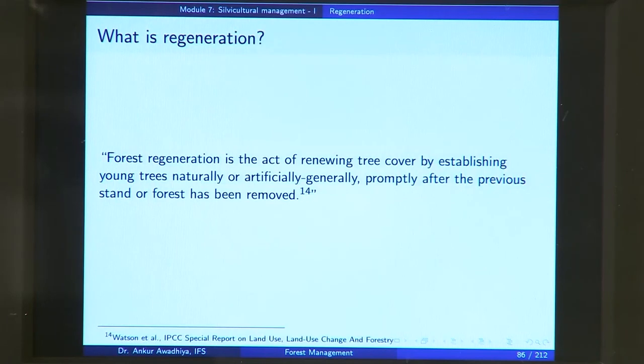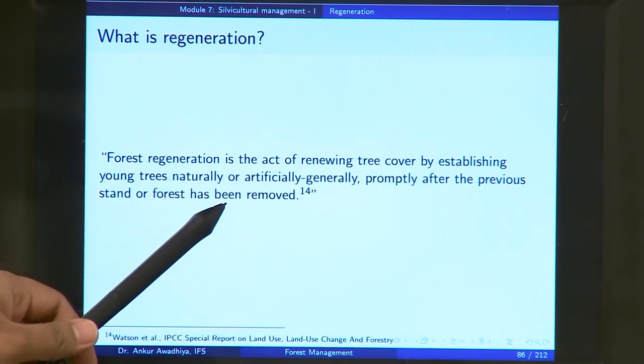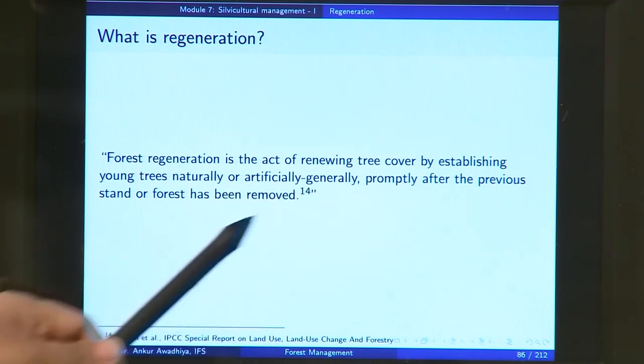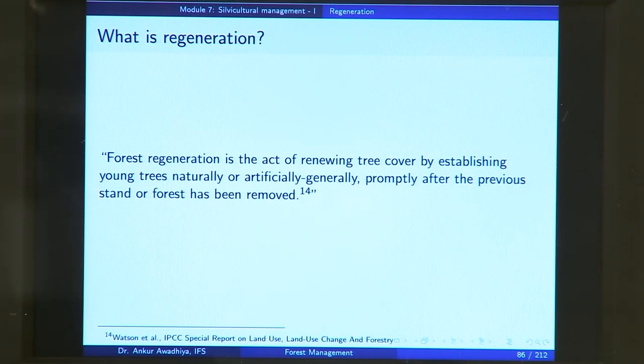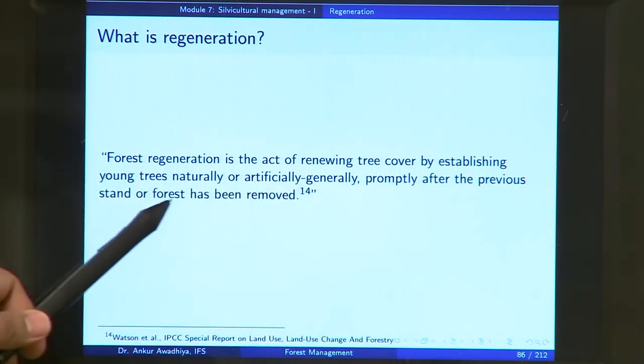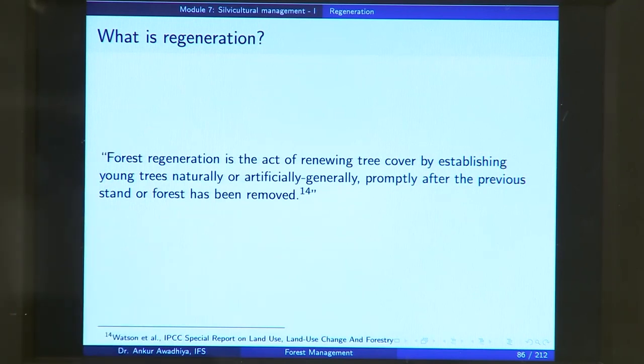So, what is regeneration? Forest regeneration is the act of renewing tree cover by establishing young trees naturally or artificially, generally promptly after the previous stand or forest has been removed. So, when we say regeneration, we are generating the forest again. So, why do we need to generate a forest? Because the previous stand or the forest has been removed. Now, this removal can be because of artificial factors or because of natural factors.